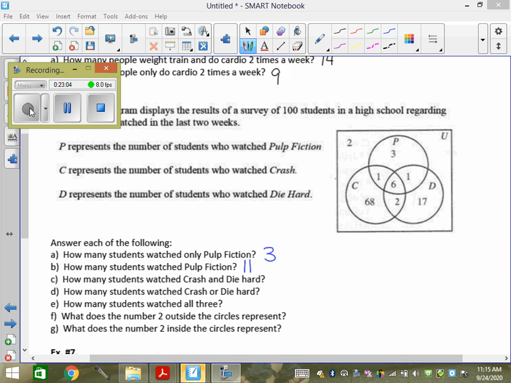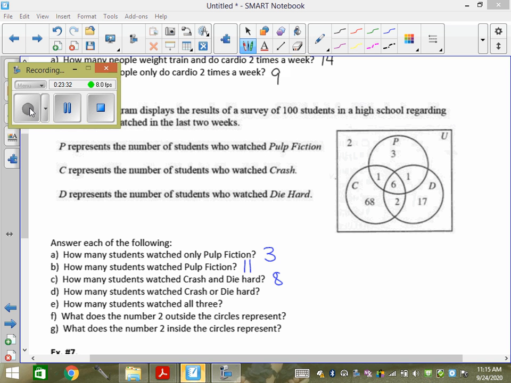How many students watched Crash and Die Hard? 8. And 8, because "and" is what shape? The eyeball. Those middle people still watched Crash and Die Hard. They just happen to also watch Pulp Fiction, but I don't care. They're still in the "and." So the eyeball, and so 8.